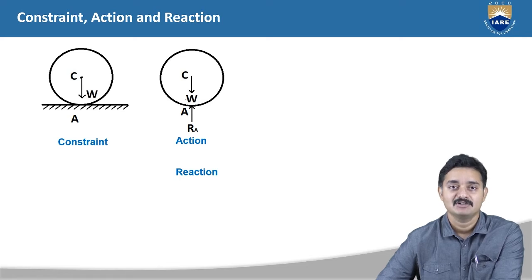This is called the action of a constrained body on its support. And according to Newton's third law, the surface exerts an equal upward force on the ball at the same point A, where there is action. The upward force exerted by the support onto the body is called the reaction, represented here as RA.